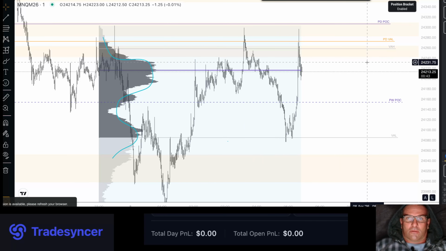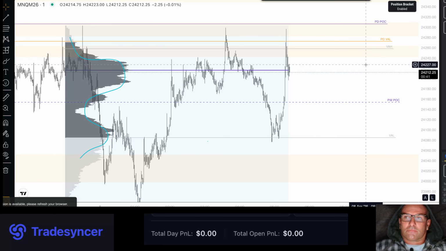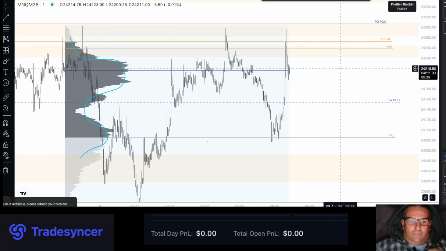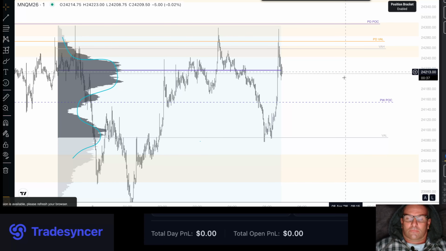All good. Adjusting those levels is part of refining your analysis. Once you've got the correct value area high marked, you'll have a clearer picture. Just keep going step by step.